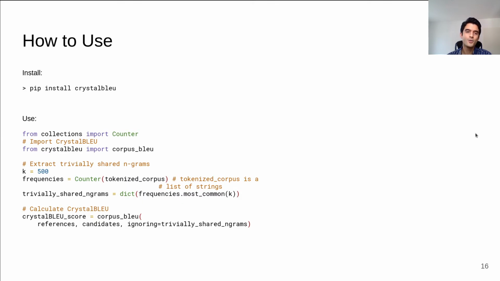So, how can you use CrystalBLEU? You can install it with pip, and then you just need to extract the trivially shared n-grams from a tokenized corpus. Then the API for the metric itself is very similar to the implementation of the BLEU score in the NLTK package. We add a new parameter to which you can pass the trivially shared n-grams.